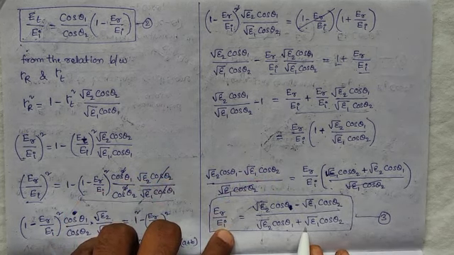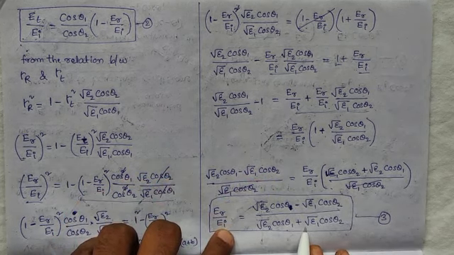Now we are determining cos theta 2. Here cos theta 2 is equal to what? Square root of 1 minus sin square theta 2. Here sin theta 2 value is what? From equation 4, substituting equation 4 in this equation. Here square root of 1 minus the square of this one is what? Epsilon 1 by epsilon 2, square of sin theta 1 is sin square theta 1. Here we are performing the LCM: epsilon 2 minus epsilon 1 sin square theta 1 by epsilon 2.